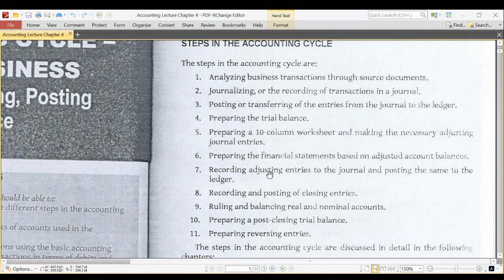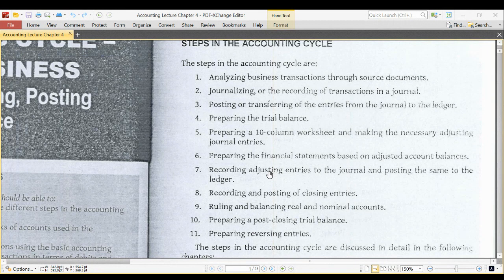Closing entries, the goal here is to close the nominal accounts, which are the income and the expenses. Where do you close it? You close it to the capital account. Gagamitin na natin dyan yung income summary na account. Yun yung temporary account na ginagamit for closing the nominal accounts into the capital account.